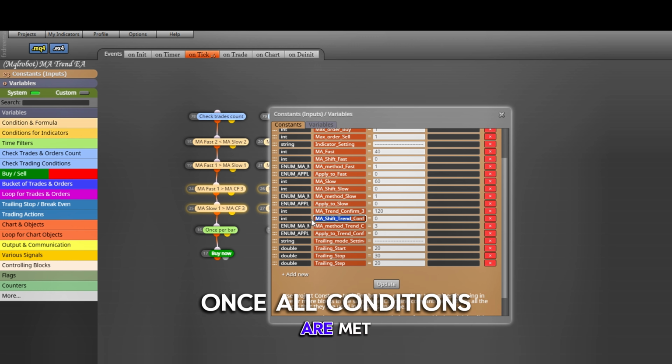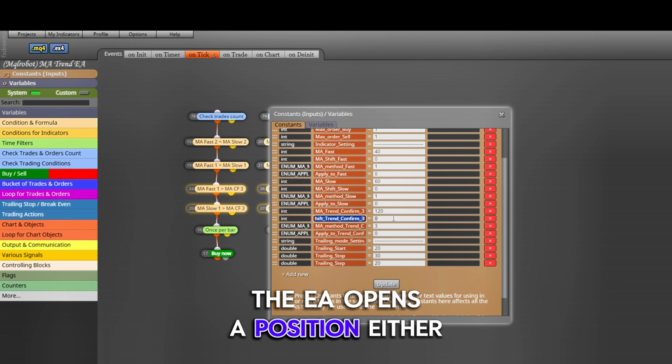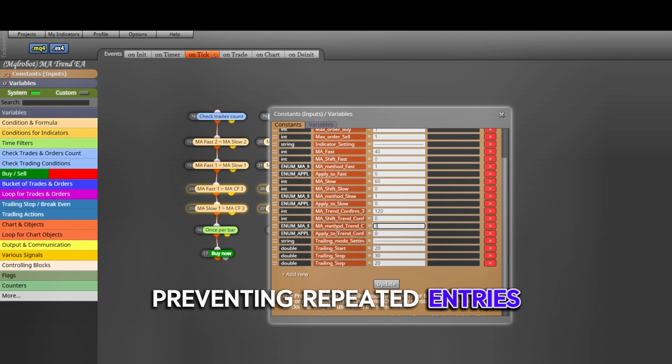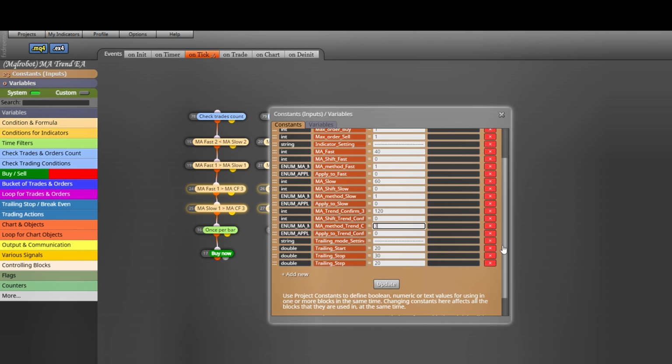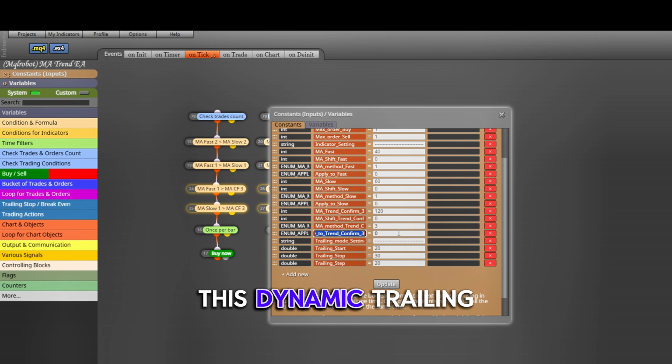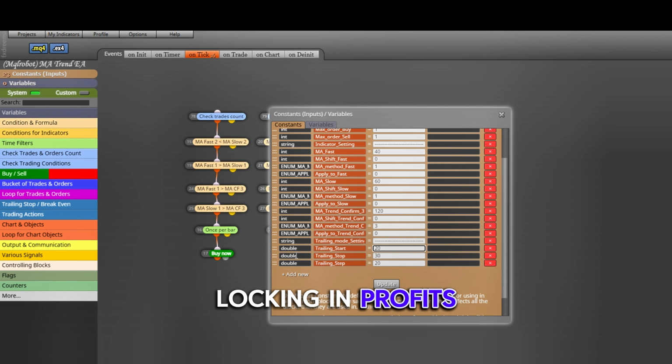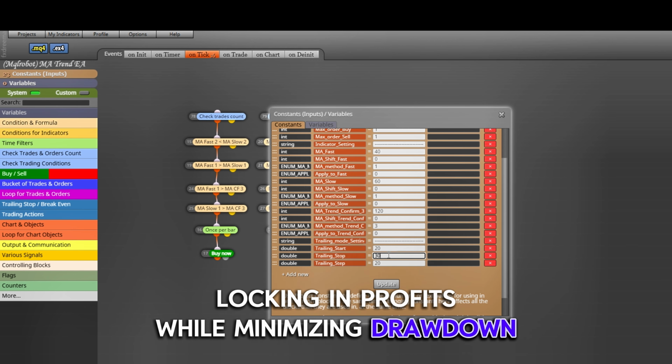Once all conditions are met, the EA opens a position, either buy or sell, and ensures it only does so once per bar, preventing repeated entries within the same candle. After entry, the EA continues to monitor the trade using a trailing stop. This dynamic trailing feature adjusts stop-loss levels as price moves in your favor, locking in profits while minimizing drawdown.